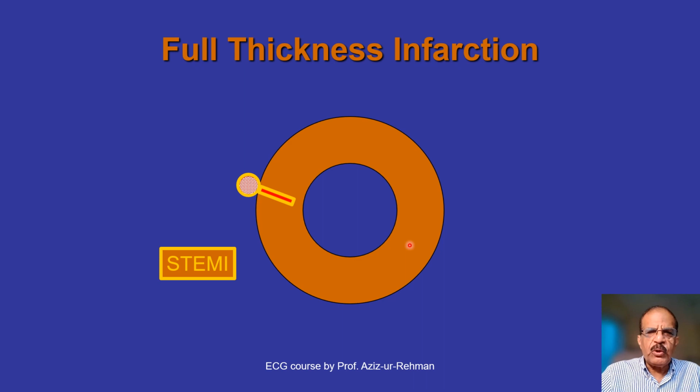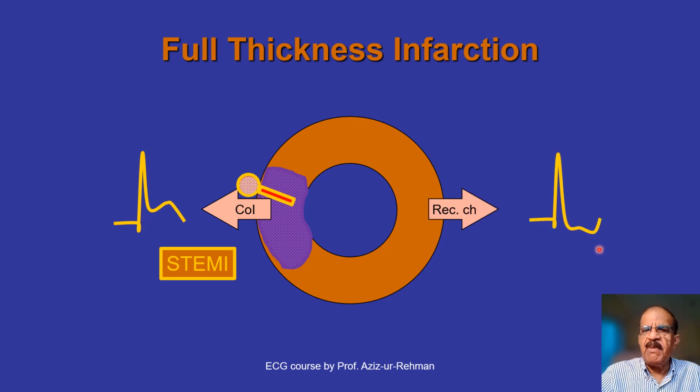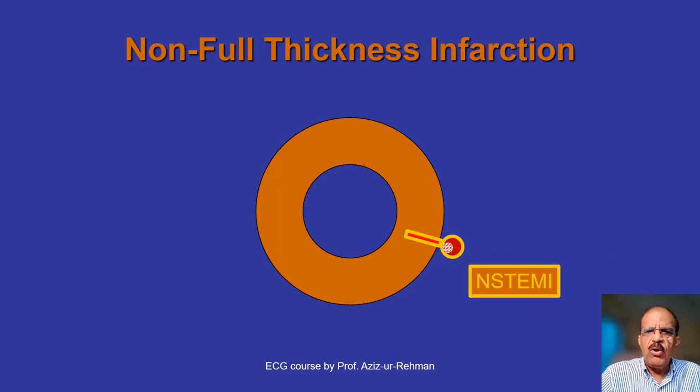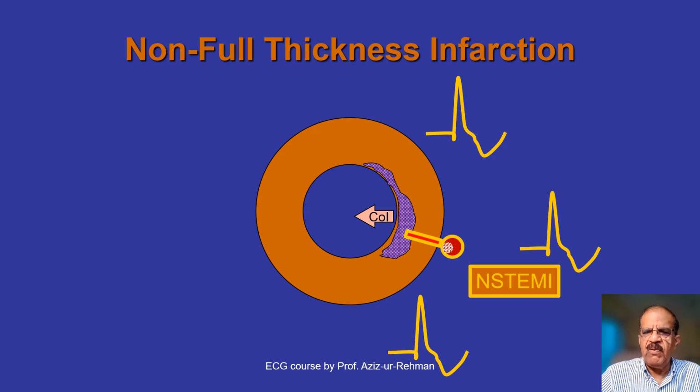Now, this part was also discussed. Full thickness infarction would cause ST segment elevation in the corresponding leads and ST depression in the reciprocal leads. A non-full thickness infarction would cause ST depression. This we will discuss in a separate module.